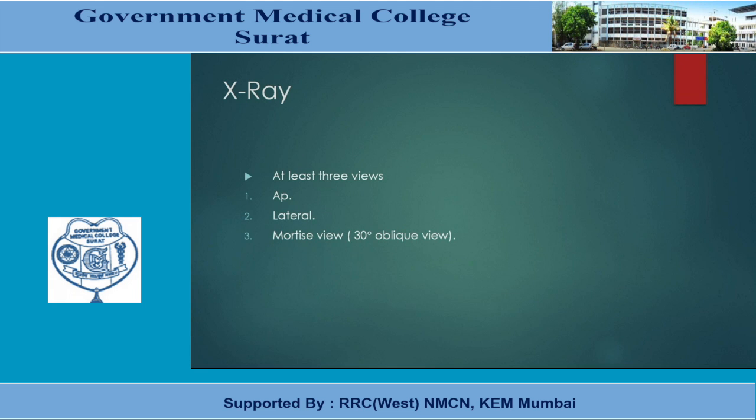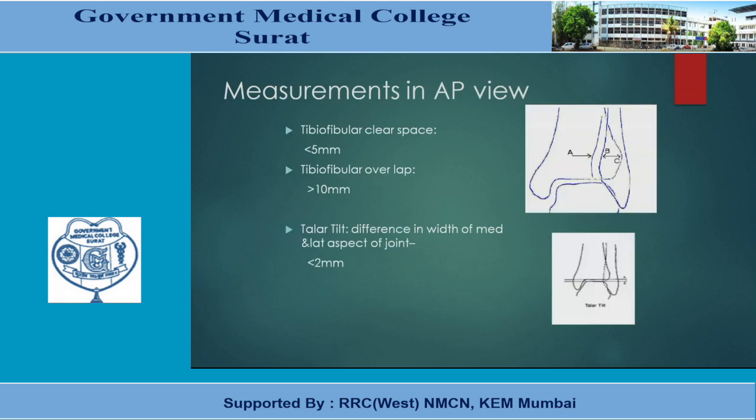Now the X-ray. How to diagnose the fracture? The first is the ankle X-ray: AP, lateral view, mortise view, and 30-degree oblique view. The first is the measurement. See, the tibiofibular space is less than 5 mm and the tibiofibular overlap is more than 10 mm. If there is a decrease or increase in these measurements, there might be a fracture or ligament injury.